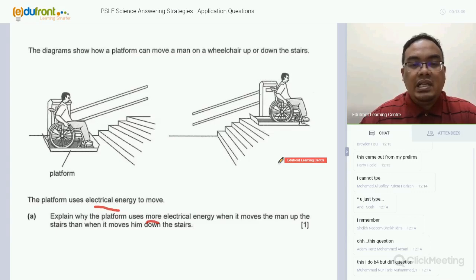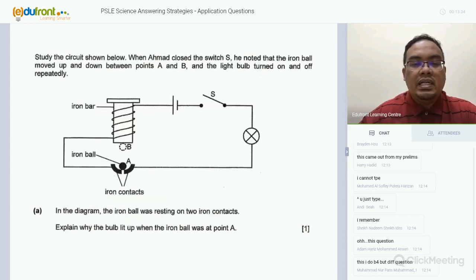All right, let's take a look. Later I will show you how to approach this question. All right, another question, question number 6. Today I'm going to discuss at least 6 questions. This is the topic of electricity.